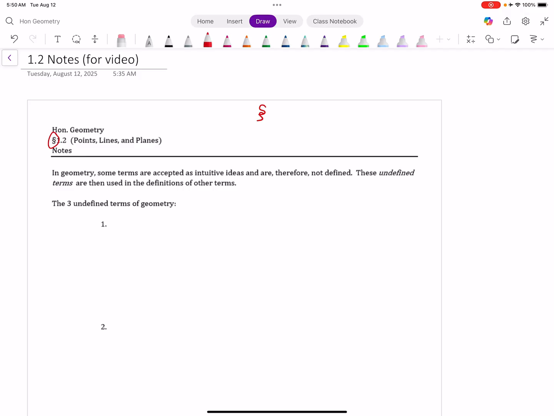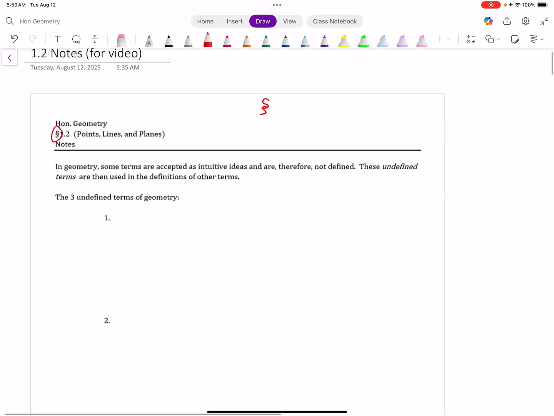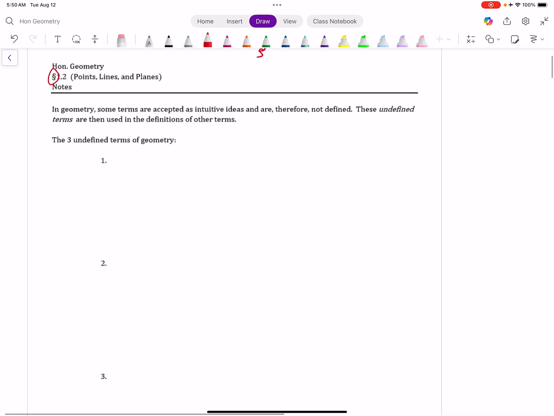And what's the best way to say that? I guess parts of geometry. There's really not a good definition for the main things in geometry, because they're so basic to everything else that it's hard to give a definition to. So here's what the 3 undefined terms of geometry are: a point, a line, and a plane. Okay, so that's your 3 biggies.